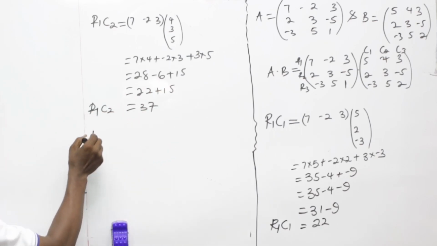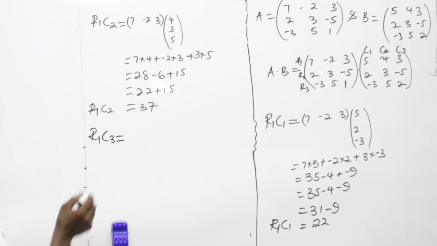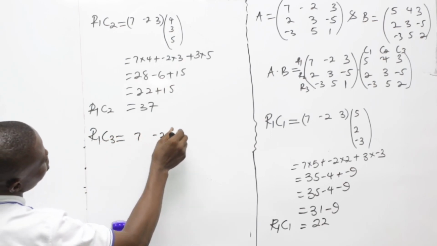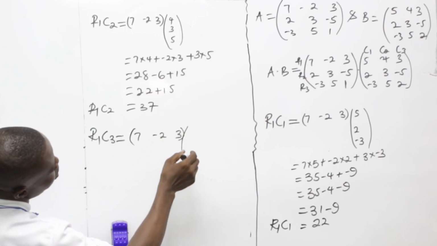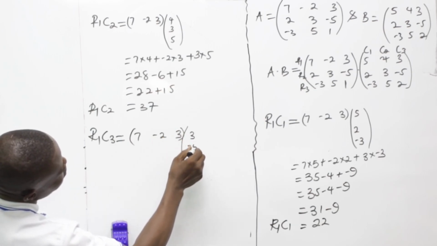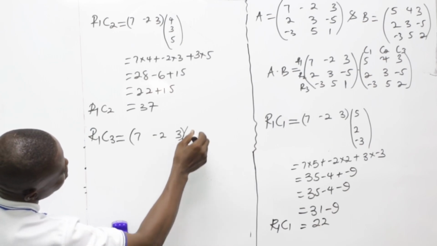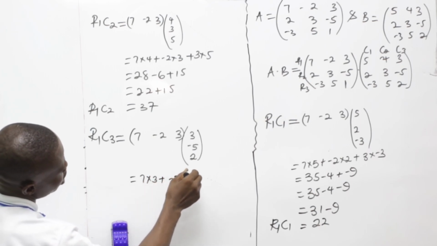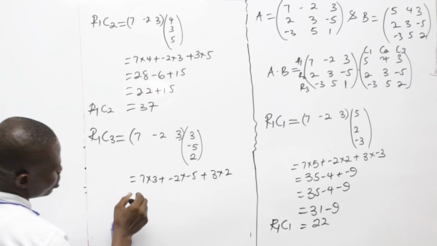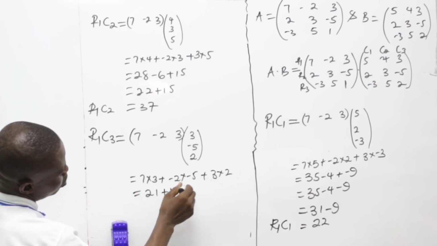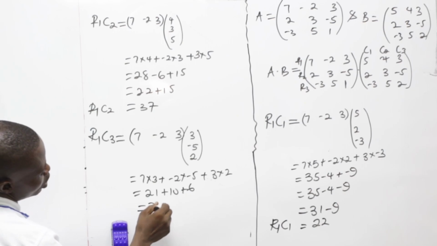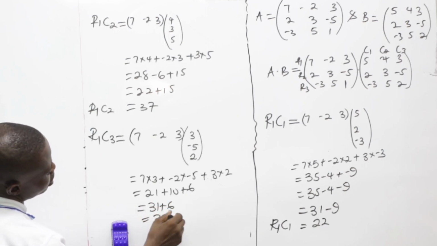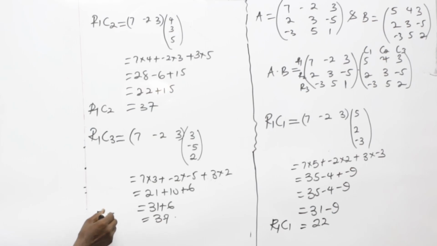Now, row 1, column 3 equals 7 minus 2, 3, into column 3, which is 3 minus 5, and 2, to give us 7 times 3, plus minus 2 times minus 5, plus 3 times 2, to give us 21, plus 10, plus 6, to give us what? 31 plus 6 equals 37. Therefore, row 1, column 3 equals what? 37. Can you look at the analysis?